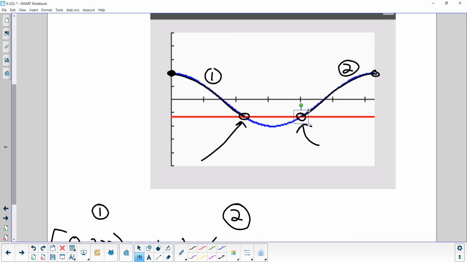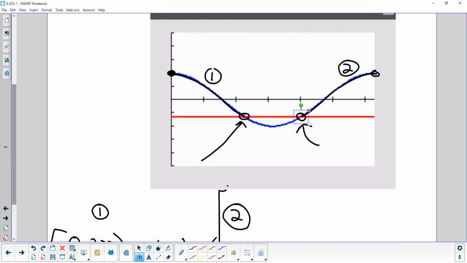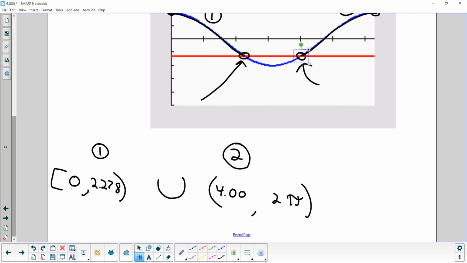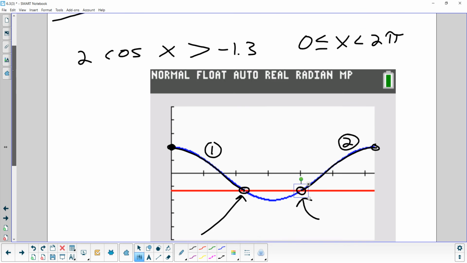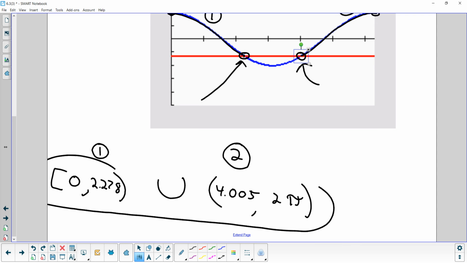How about Casey? How do I get that second one? Yeah, we're going to find the intersection again. So second calc intersect should be good enough. And we are at 4.005. So if you want to look for values between 0 and 2 pi that you can plug into that inequality and make it true, you need to pick values that fit that criteria.